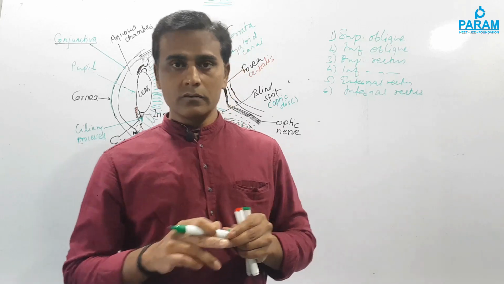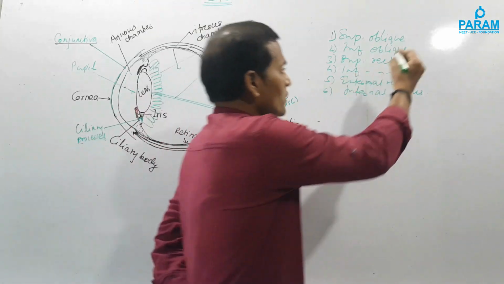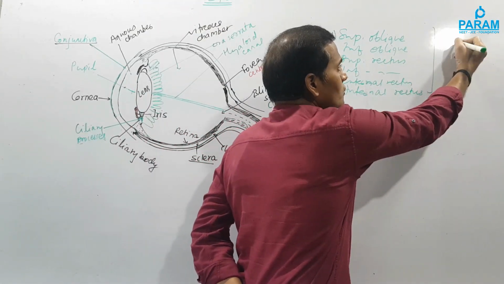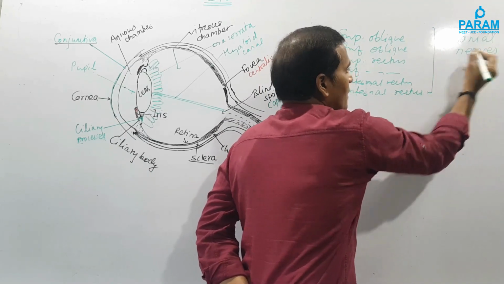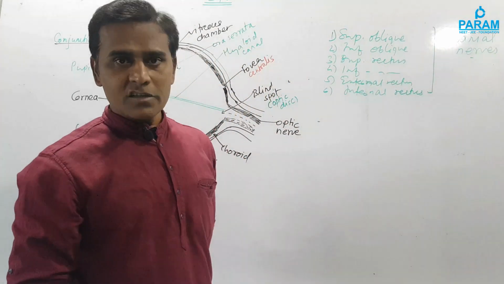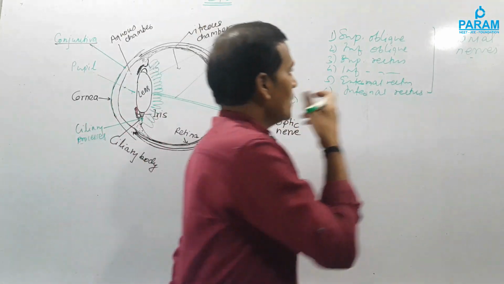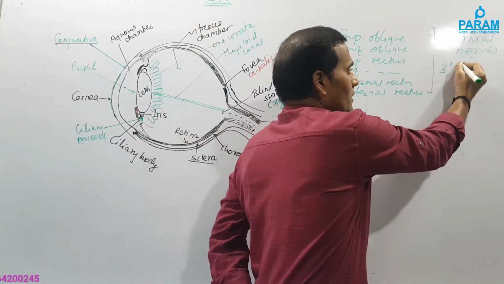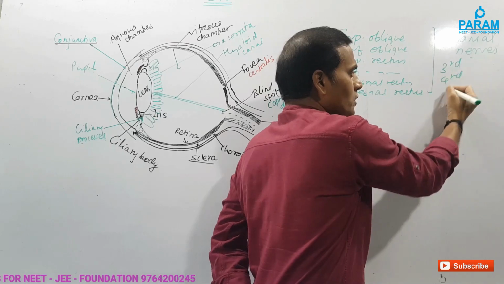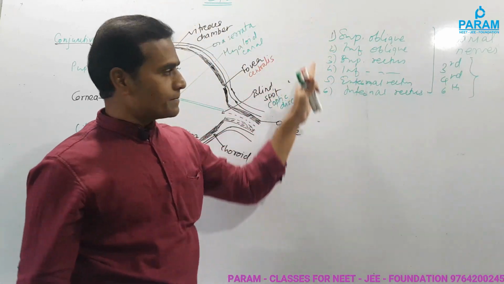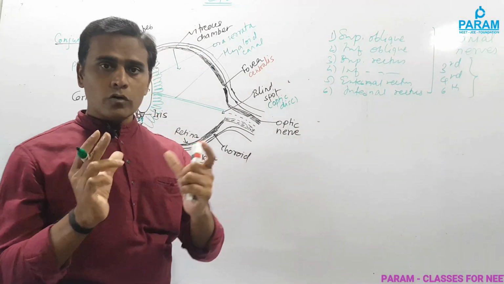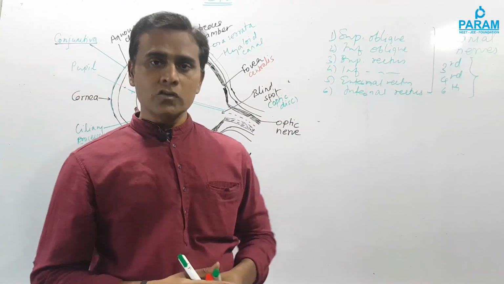These 6 muscles are innervated by different kinds of nerves, I mean cranial nerves. These cranial nerves are the 3rd, 4th and 6th cranial nerves. These 3 cranial nerves innervate these various types of muscles which regulate different types of movements of your eyeball.